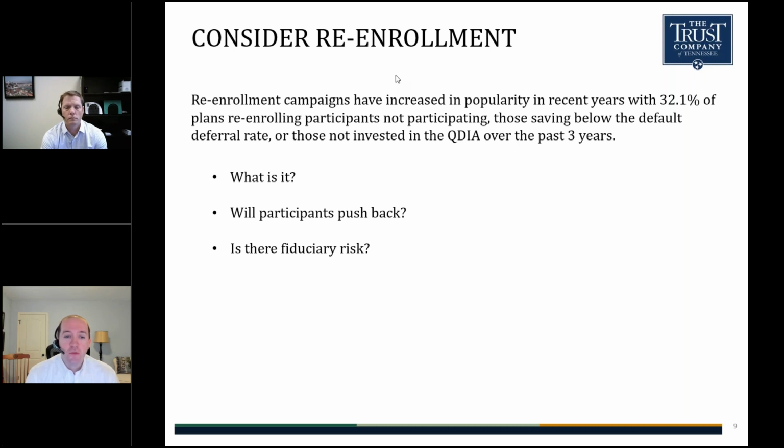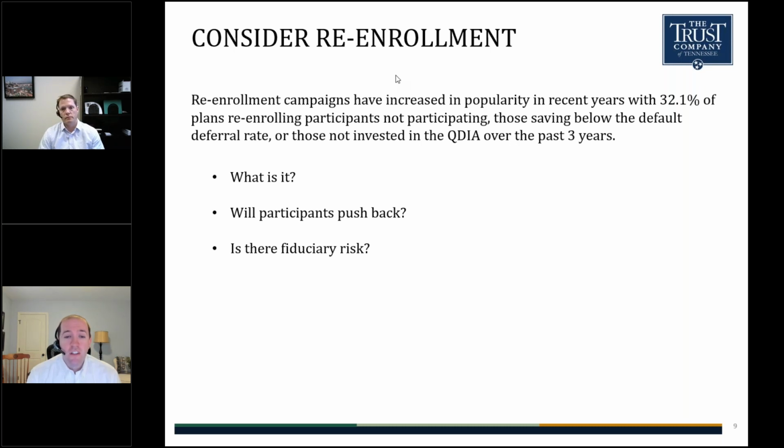What do you think about participants pushing back, Kevin? Well, from the previous two slides, 1 in 8 participants will opt back out from re-enrollment, and 1 in 5 will opt out from auto escalation. So you're always going to have people that opt not to participate in the plan, but your average participant, once they get auto enrolled and put in auto escalation, typically will not make any changes.